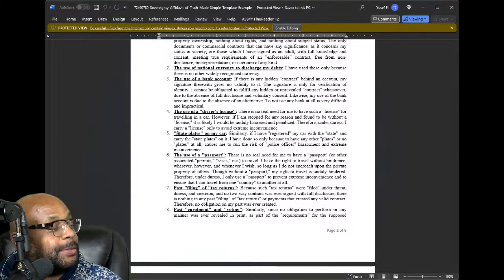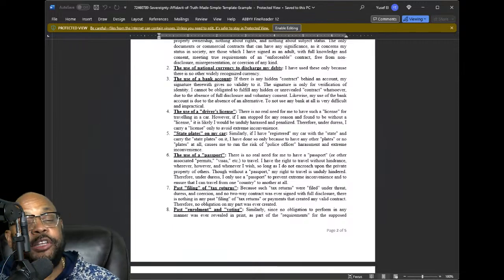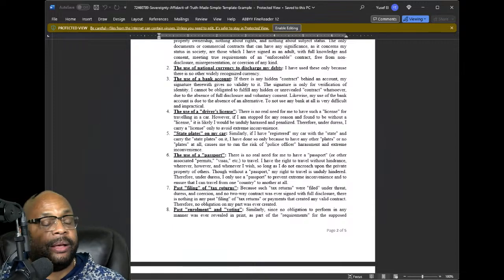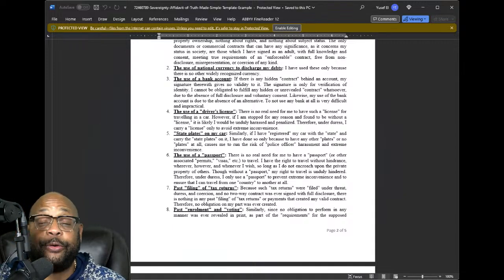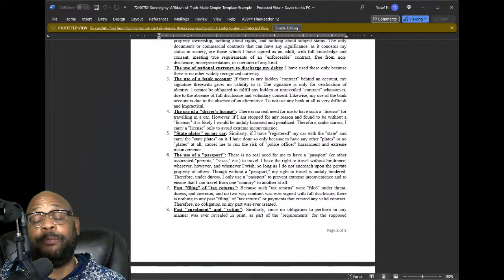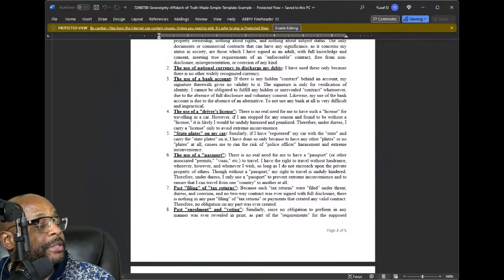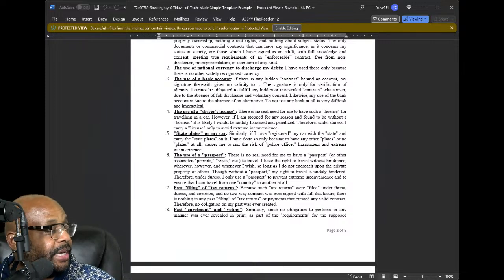The use of a passport. There's actually an article on the internet, a law review, addressing the constitutionality of the passport, because you're supposed to have freedom of what? Free to move freely about. So it was very interesting, to say the least.